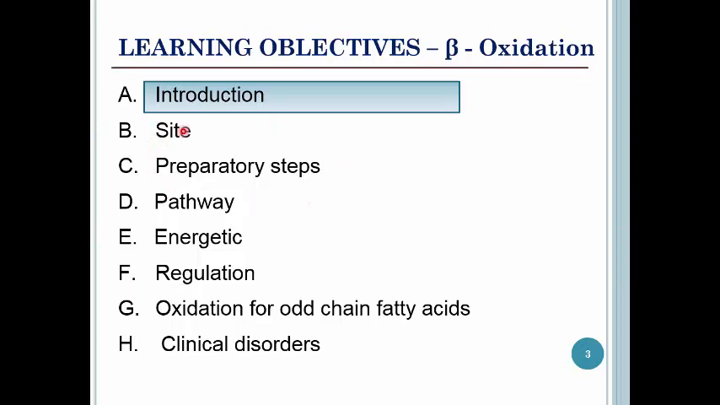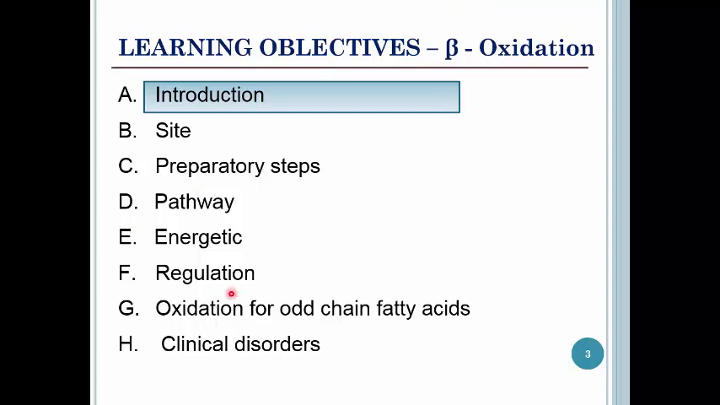Then you have to write the preparatory steps, the steps which are required for the starting of the particular pathway. Then you have to write the heart of the topic, that is the pathway of that particular metabolism. Then you have to write the energetics. Energetics include ATP generation or ATP utilization. Whatever it is, you have to write in the energetics part.